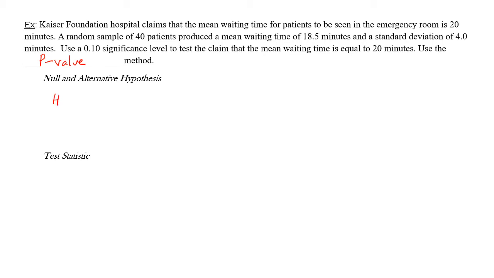First, let's state the null hypothesis and alternative hypothesis. Since the hospital claims the mean waiting time is 20 minutes, that will be the null hypothesis. And the alternative, since we're going to test the claim that that's our mean waiting time, our alternative would be that the mean is not equal to 20.